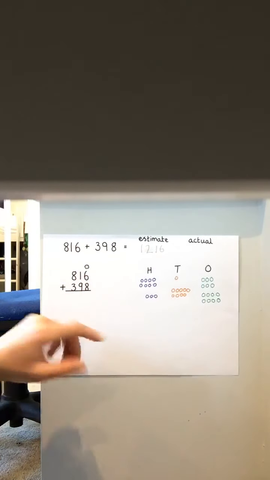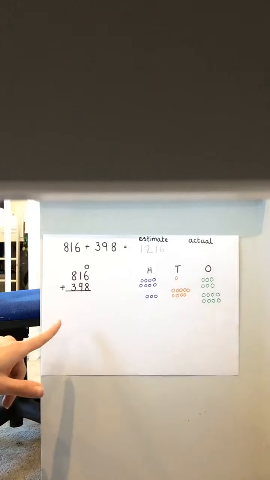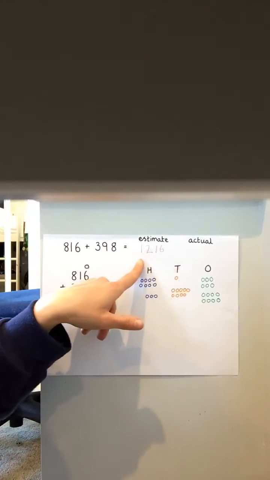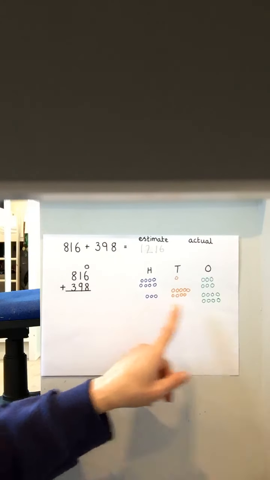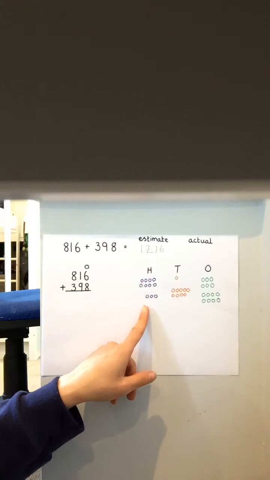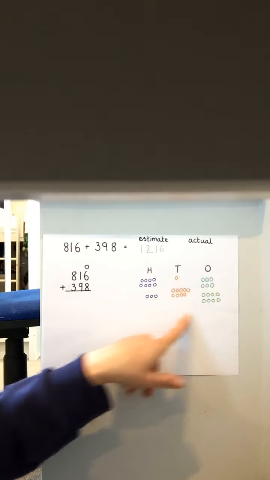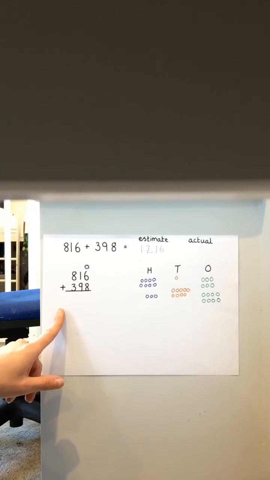So when I've done my written method, once I've done it, if I am way out, then I'll know because I've got a good estimate to go to. Okay, so I've also drawn out the ones, the tens and the hundreds as well, so that I can see it visually as I'm adding it together, and I can see why I'm regrouping when I am.